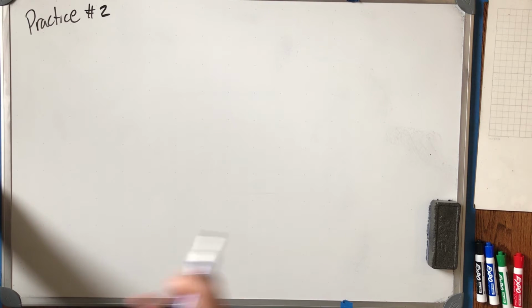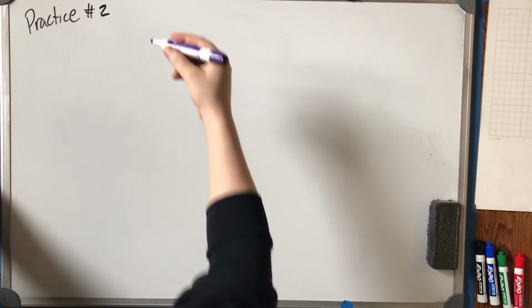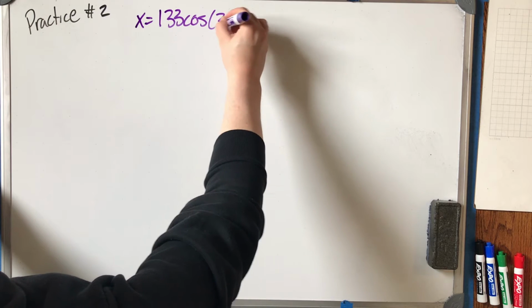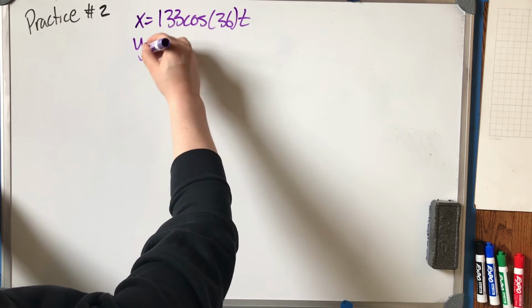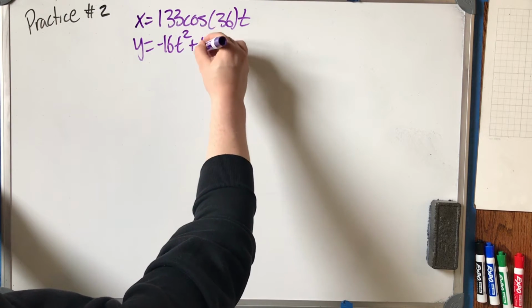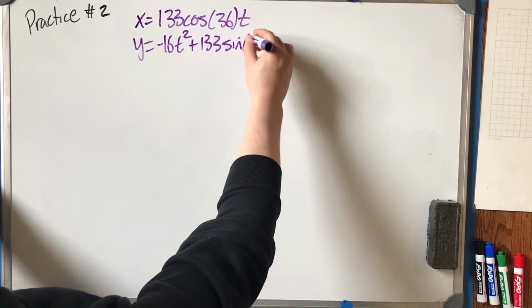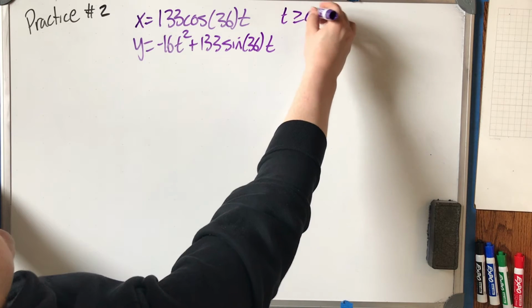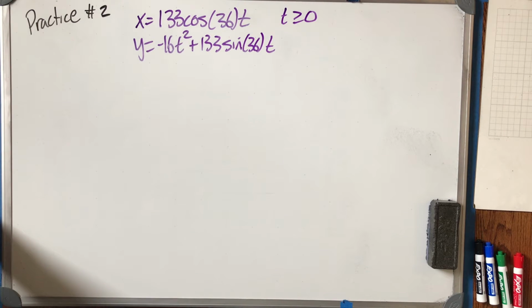For practice number 2, we have a golf ball being hit, with an initial velocity of 133 feet per second at an angle of 36. So I can write my 2 equations. X equals 133 cosine 36 t. Y is going to be negative 16 t squared plus 133 sine 36 t. They didn't tell me anything about the y starting height, so I'm just going to assume it is 0.